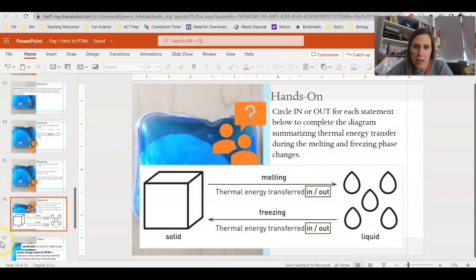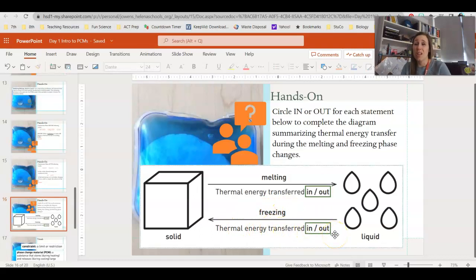Okay, and finally, you guys have this little activity to sum up your hands-on activity. Circle in or out for each statement below to complete the diagram summarizing thermal energy transfer during the melting and freezing changes. So if we're going from a solid, melting it into a liquid, you would circle or highlight either in or out. Thermal energy is transferred in or out. Okay, going from liquid to a solid in our freezing phase change, thermal energy is transferred in or out.